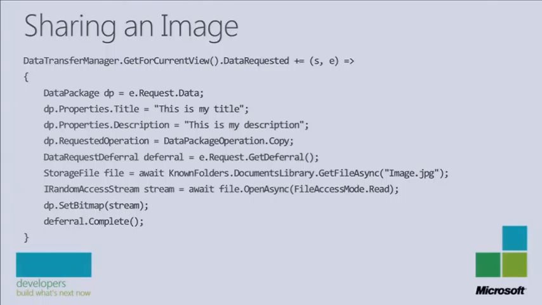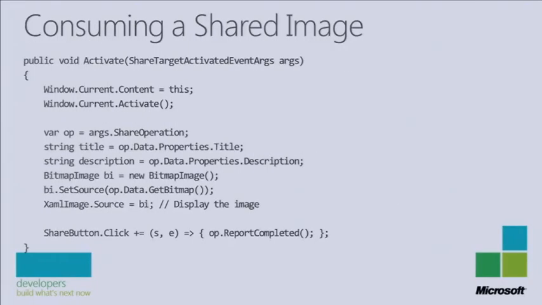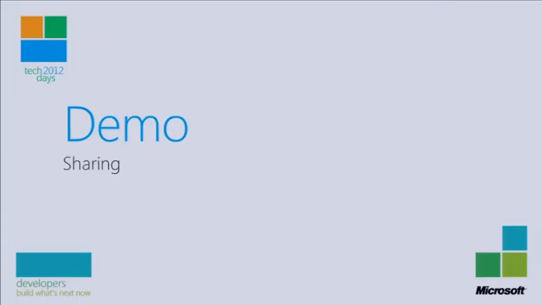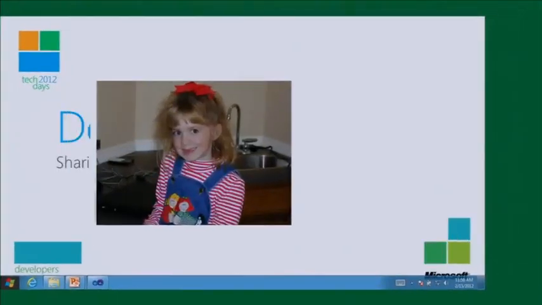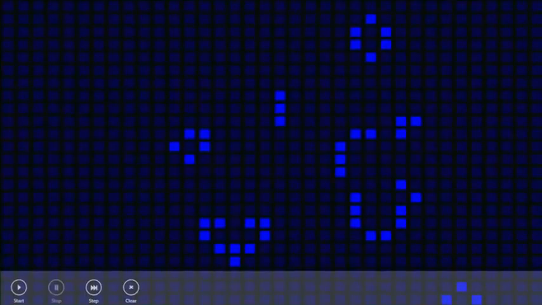By the way, you can be a share source, meaning you provide data with sharing, or you can be a share target, which means implementing a slightly different contract. This is a quick look at what it takes to be a share target. If you want to be the recipient of images shared through the sharing charm, you write code like this. But let me show you here in Photo Finish how we share the data and how much effort was involved in doing it. So let's pop back over to Visual Studio.